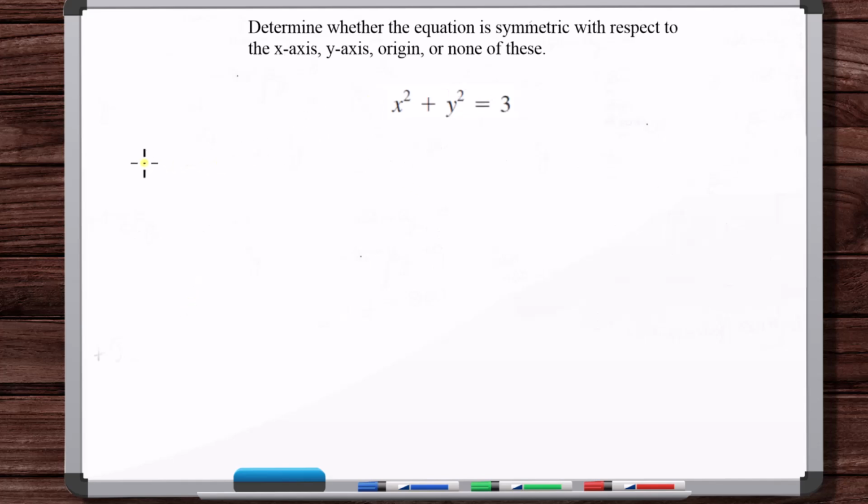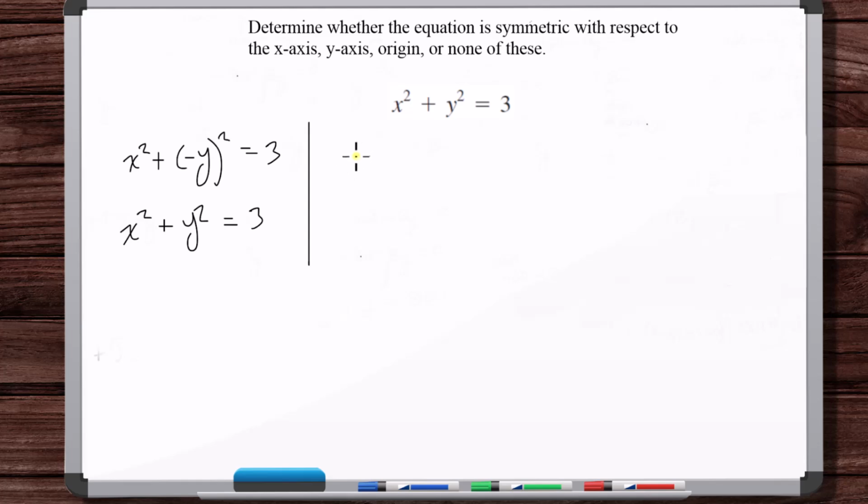Okay, let's check the symmetry with respect to the x-axis. So replace y with minus y. So, oh no, this is plus. Yes, it's symmetric with respect to the x-axis.